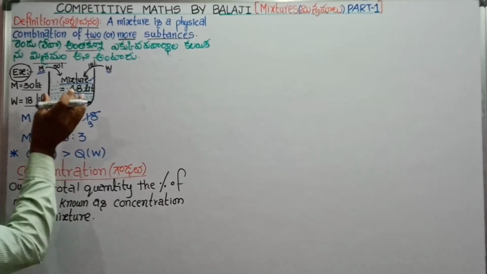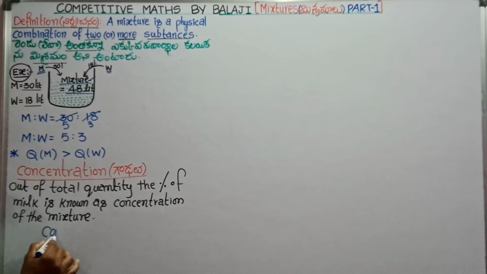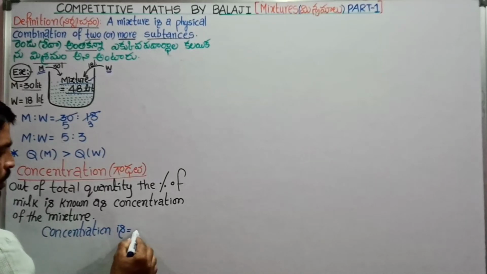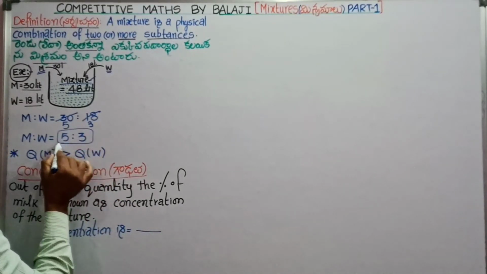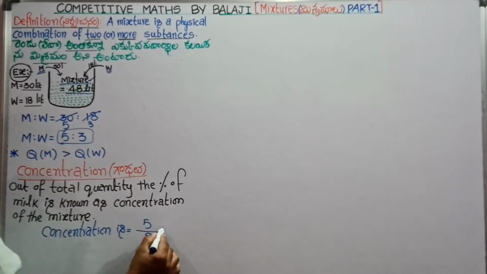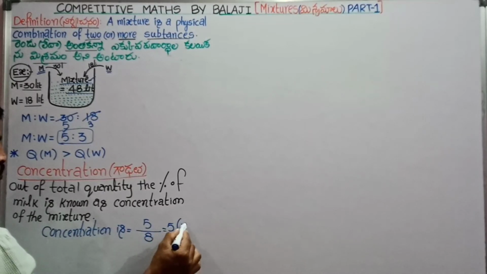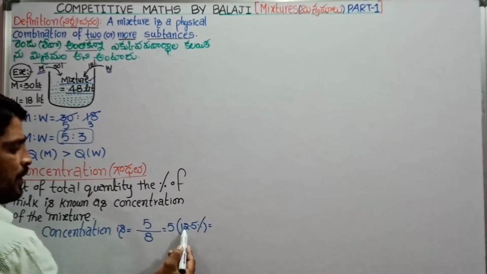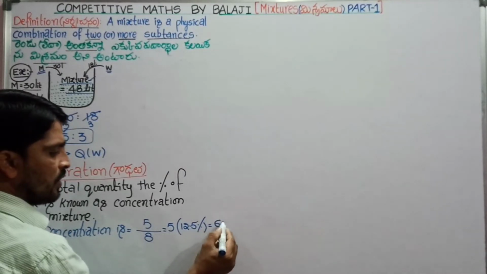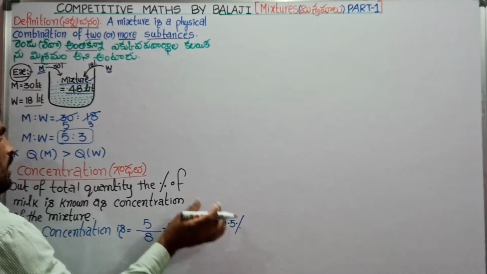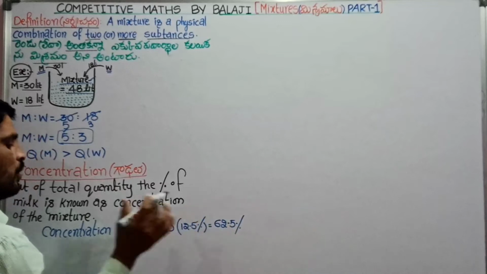What is the concentration of this mixture? So the concentration of the mixture is equal to, out of total 8 units in the mixture, 5 units are milk. Out of 8 units of mixture, 5 units are milk. So 5 by 8. 1 by 8 is nothing but 12.5%. So 5 times 12.5: 5 2s are 10, 5 5s are 25, that is 62.5%. The percentage of milk in the mixture is 62.5%, that is known as the concentration.